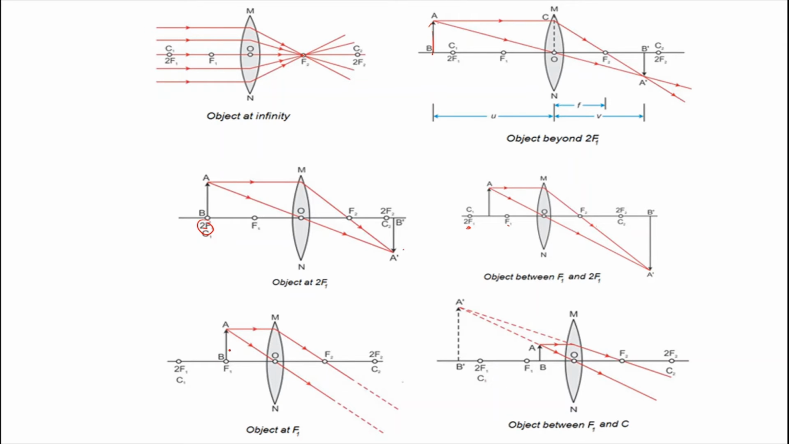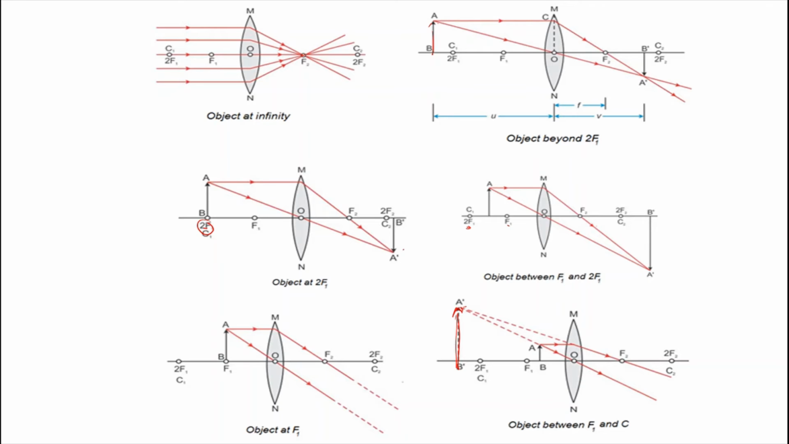And when you bring the object between the focus and the lens, in that case the rays diverge. If you follow the reverse path, you'll find a virtual image. An erect, virtual, and enlarged image will be formed. Hence a convex lens also acts as a magnifying glass, so it is also called a magnifying glass.